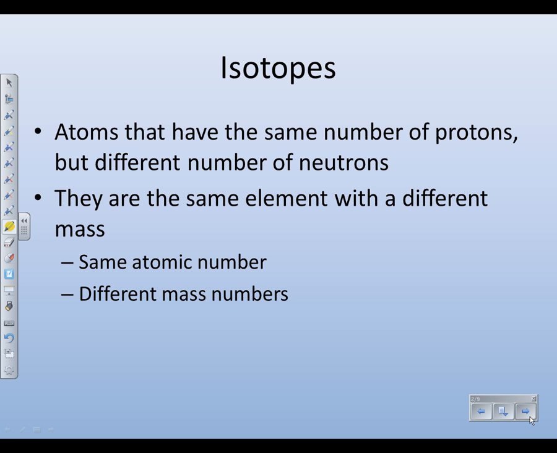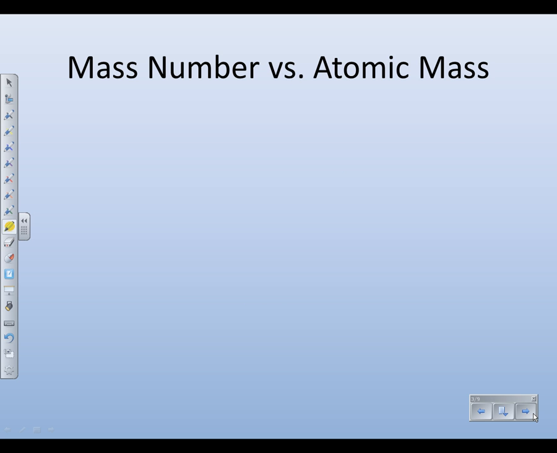Alright, so, you threw out that other word that I didn't want you to throw out right now, right? Which was what? Atomic mass. So, let's talk about that, because those two things are different. Mass number and atomic mass are not the same thing. What does the mass number tell us? What was our definition of mass number?